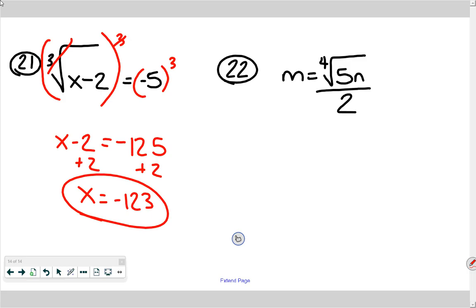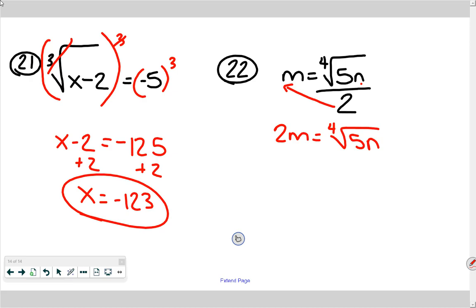Number 22 asked you to solve for n. So to get the n by itself, we've got to get rid of the 2 first. So this is divide by 2, so I will multiply by 2 and move it to the other side. So now we're at this. I need to get n by itself. In order to get the n by itself, I have to get rid of the radical first.